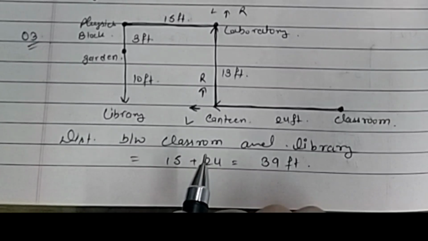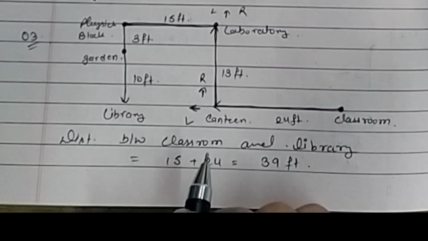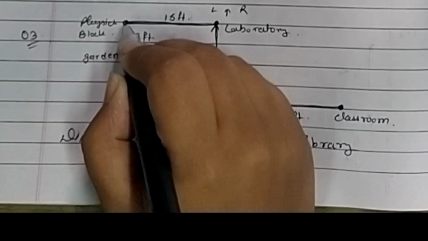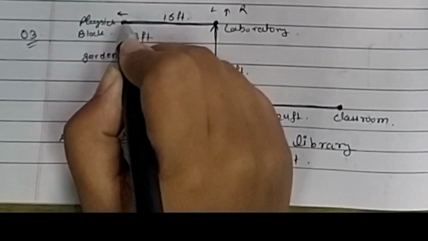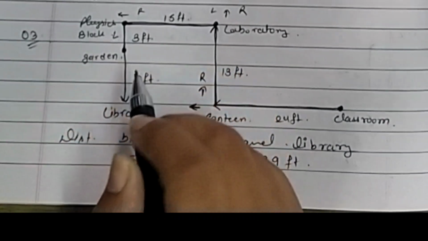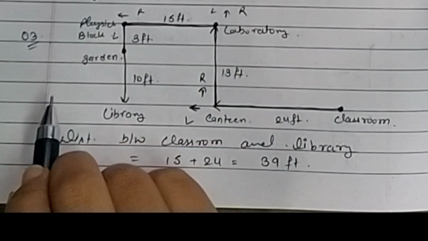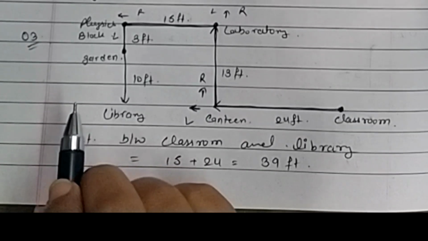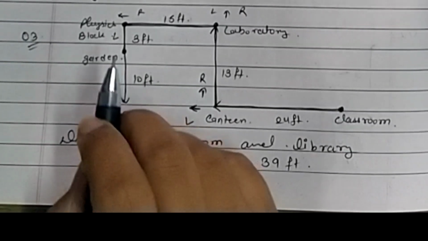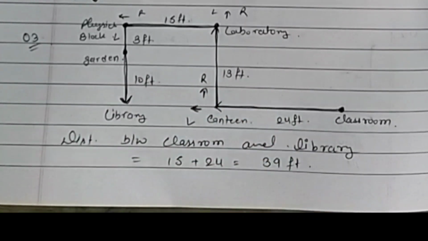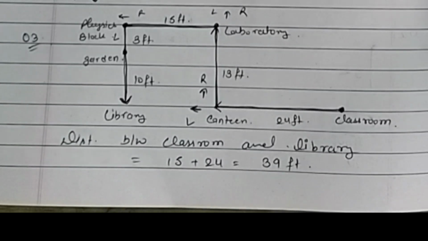Now she talked to a friend in the garden, which is 3 feet on the left. So from physics block again she took a left. So by facing the west again, left will be here and right will be here. So she took a left turn and covers 3 feet to reach the garden. Now on the left, she continued in the same direction to reach the library, which is 10 feet away from the garden.